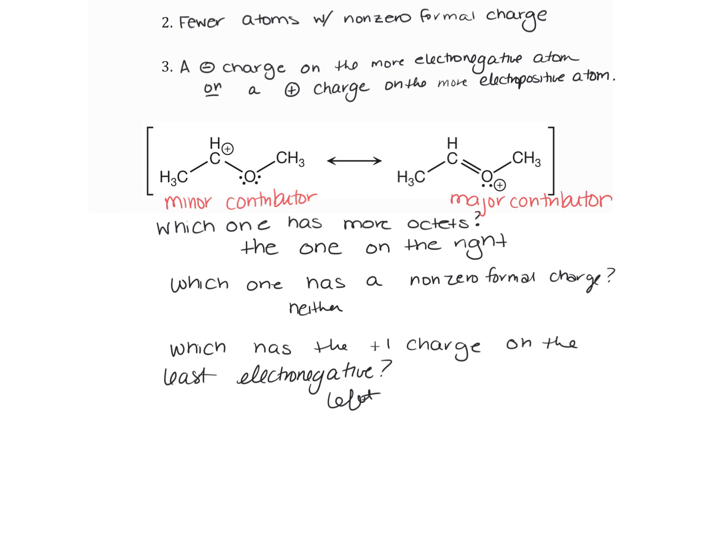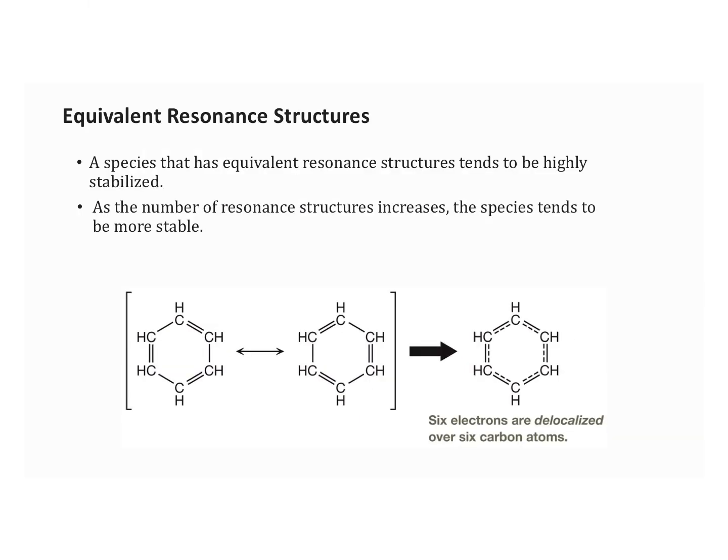Right? Now, we can have, as I mentioned, equivalent resonance structures. A species that has equivalent resonance structures tends to be very highly stabilized. And as the number of resonance structures increases, the species tends to be more stable. These are resonance contributors of benzene. This is the resonance hybrid. I want you to notice there's no charge in benzene, so we're not showing any partial negative or partial positive charges here. These two are equivalent. They contribute equally to the resonance hybrid.